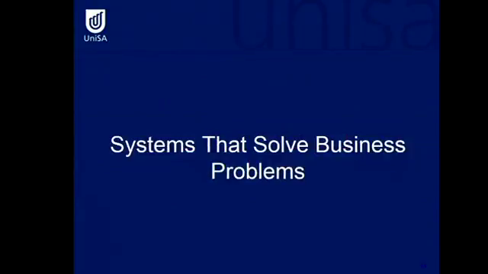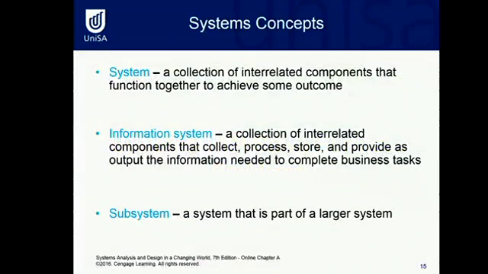So what are the types of systems that actually help solve some of these business problems that I just identified, plus the many more that are out there as part of daily life? Again, a few more definitions. What is a system? It's pretty much a set of components that are interrelated, that work together. Together being a key word, to achieve some sort of outcome. An information system, on the other hand, is a set of components that collect, process, store, provide output for, etc., to complete a business task.